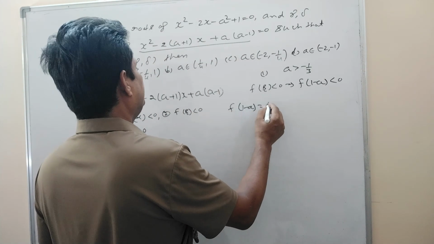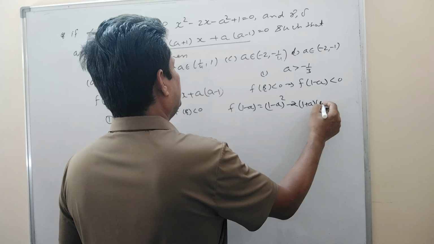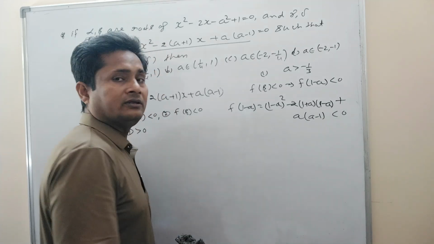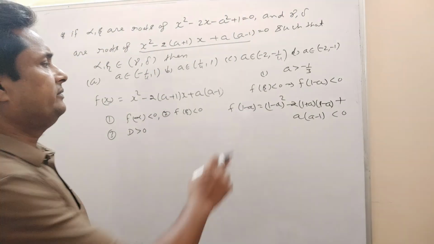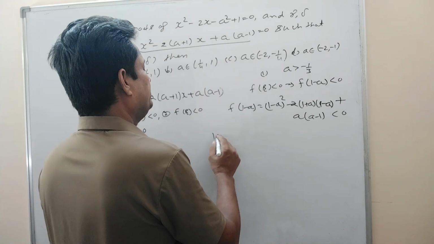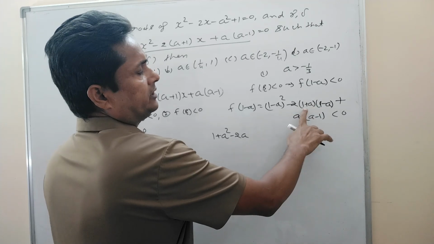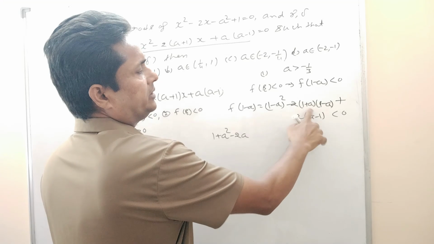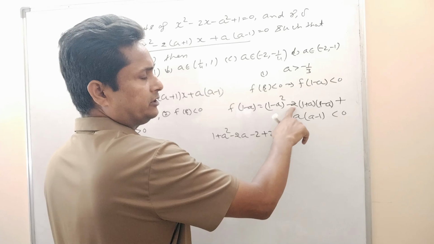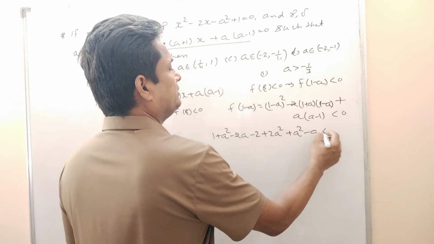f of 1 minus a is equal to 1 minus a whole square minus 2 times 1 plus a into 1 minus a and plus a into a minus 1, and this will be less than 0. Now simplify this expression. This will be 1 plus a square minus twice a, and this will be 1 minus a square and multiply 2, so it will be minus 2 plus twice a square. If you multiply this with 2, this will be this one, and this is a square minus a less than 0.